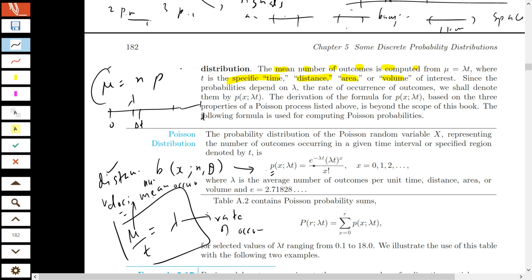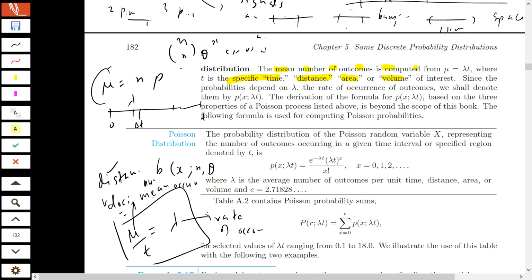And we are skipping that derivation. So I told you that this nCx theta^x (1 - theta)^(n-x), in the limit, will approach this distribution. So we're just giving the final result without using that calculus. You can find this derivation in some advanced textbooks. But for us, what is important is that the PMF now depends only on one parameter. You have to see lambda times t as a single parameter mu, right?